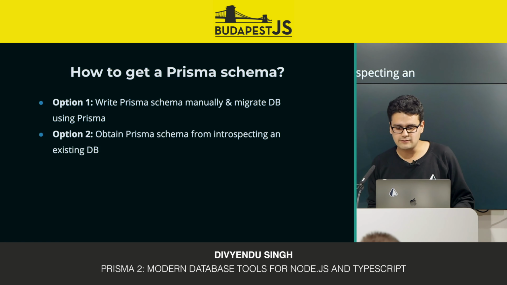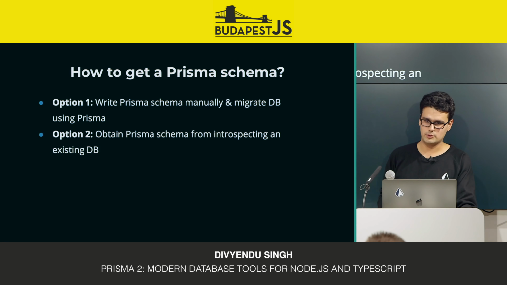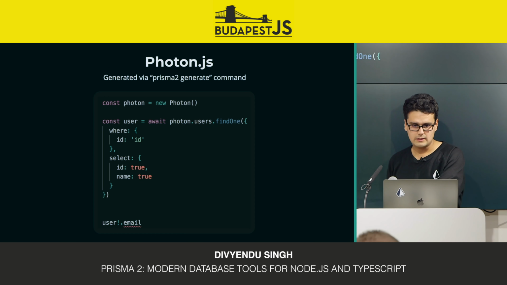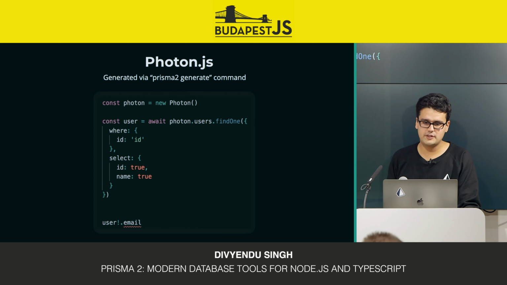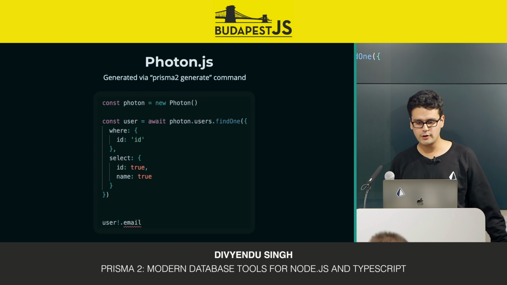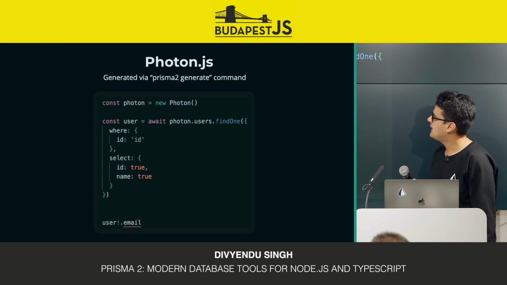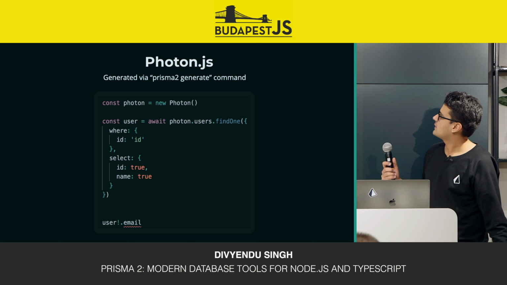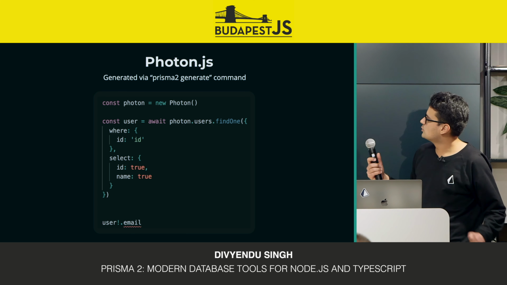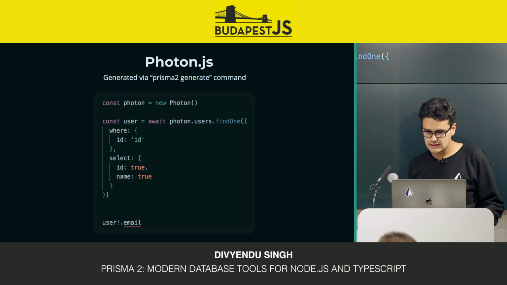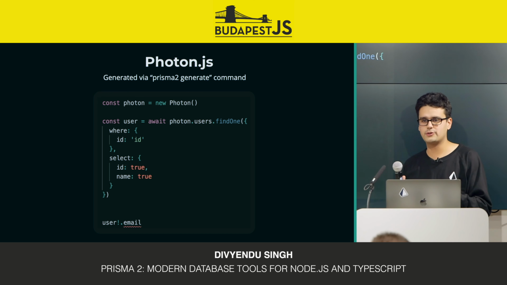So that would be something that we show today in the demo. All right, moving on. Once you have the Prisma schema file, you can run the Prisma generate command, and it gives you Photon, which is our type-safe database client. You can do data queries based on it, and based on your query, it produces a type-safe result.